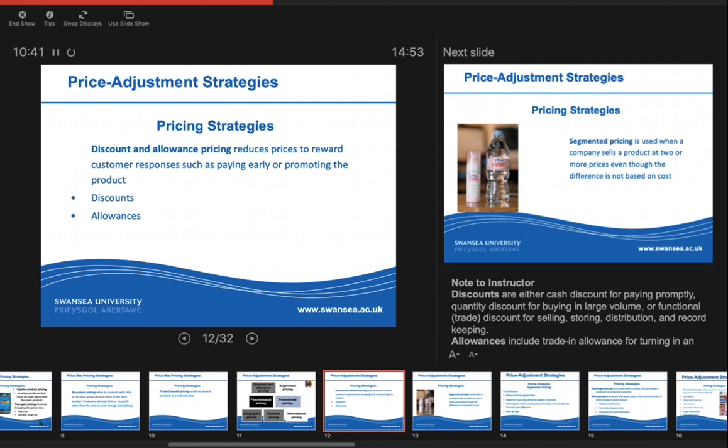So discounts and allowance prices. So this is in essence a price reduction to reward customer responses. But in essence, what we're doing is we are trying psychologically to maintain the value of a product while lowering the price, because there is a psychological link between price and quality in your customers' heads, which is why most people will not go for the cheapest option. They will go for the most cost effective.